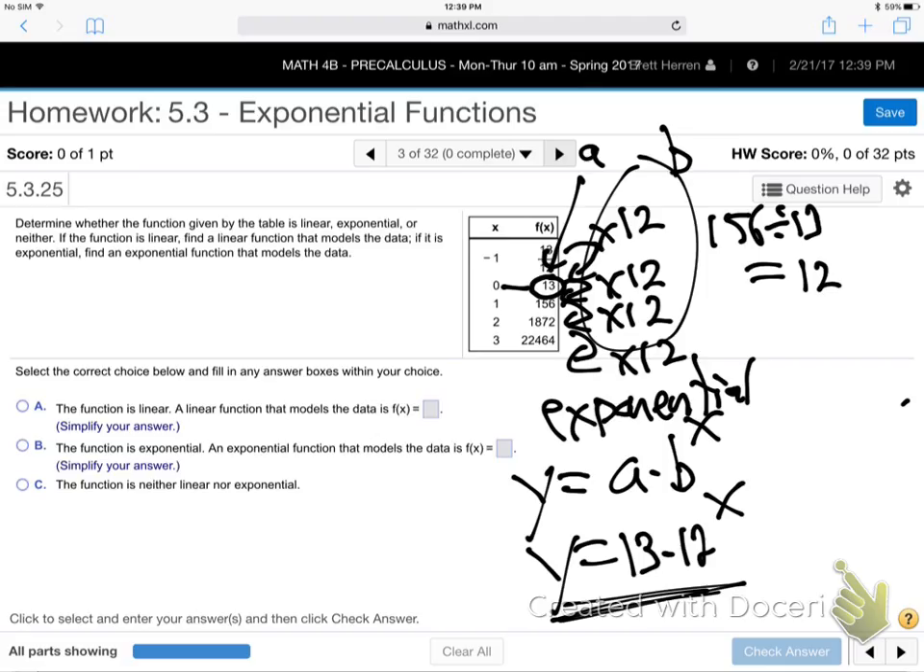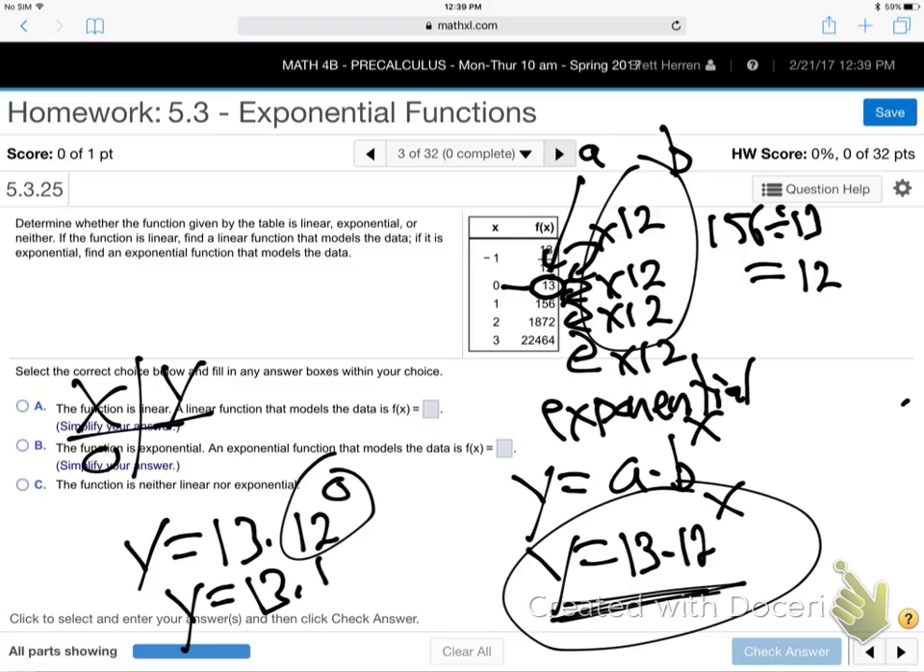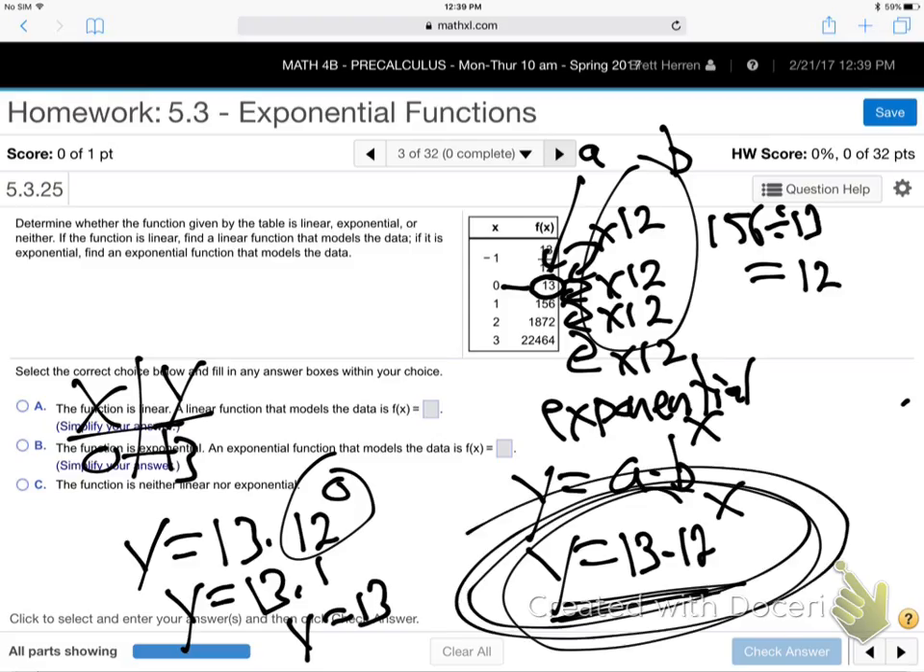Everybody see why the x equals 0 thing is true? What if you took this function and you let x be 0 in a table? What would you get? 13 times 12 to the 0. What's 12 to the 0? It's 13 times 1. See how you just get 13? Y is 13. See how that number next to x equals 0 is the number in the front? That good? So our exponential function is 13 times 12 to the x. Yeah, that's our exponential function.